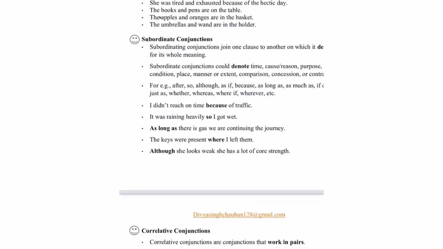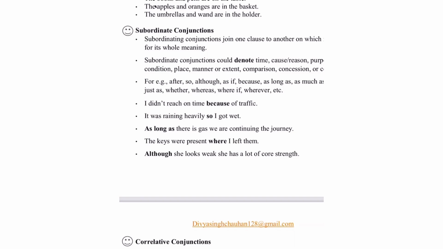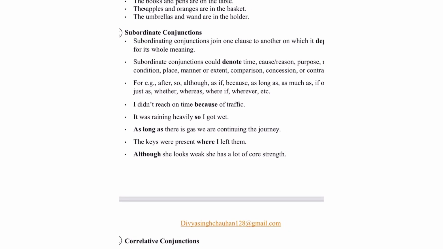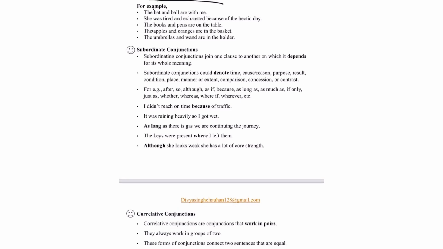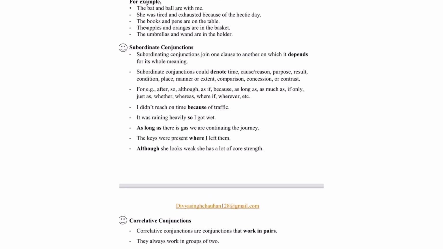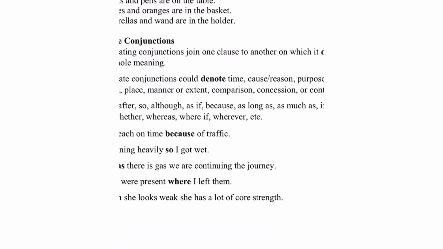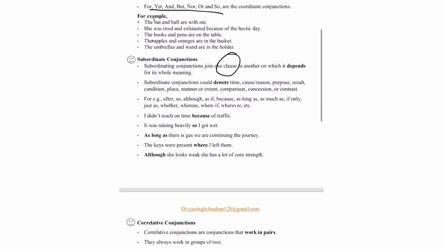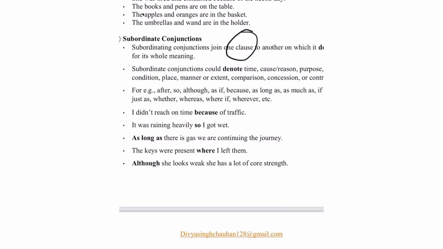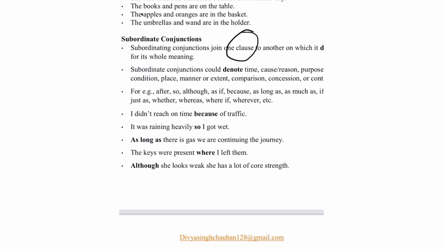Let's go forward and know more about subordinate conjunctions. See, subordinating conjunctions join one clause to another on which it depends for its meaning. So see, clause actually means a part of a sentence where the other part is correlative of it and it depends completely on the other part too. If we do not join it with the other part of the sentence, then it may not have the proper meaning.